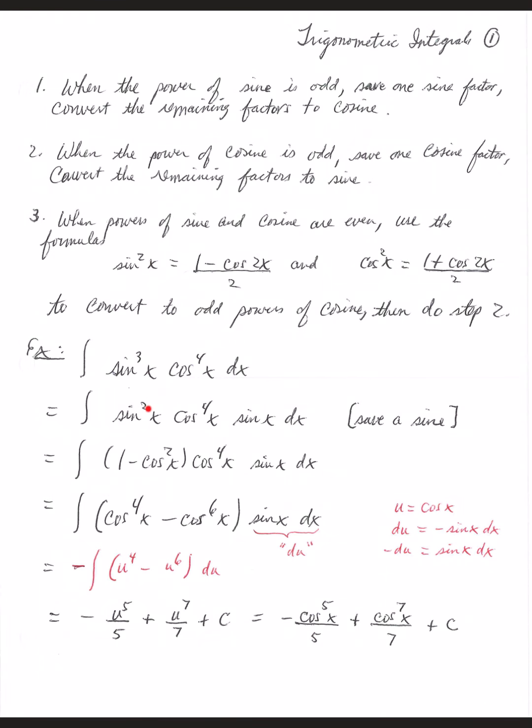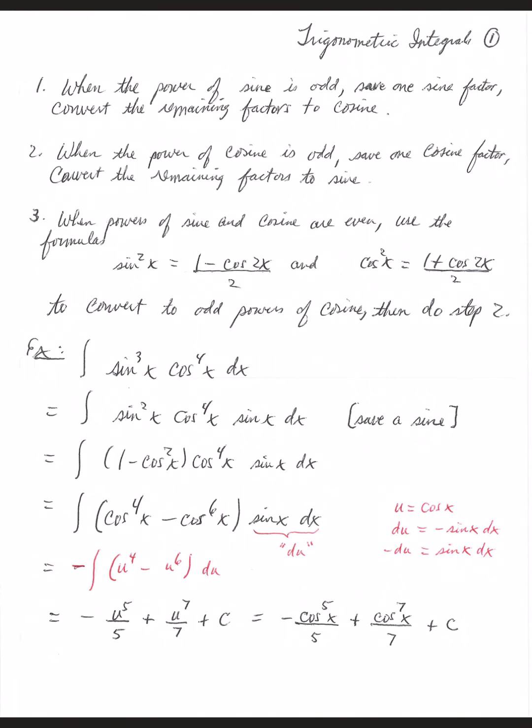Now, sine squared through the Pythagorean identities from your trig can be rewritten as 1 minus cosine squared x. If we let u, and this is after distributing, if we let u equal cosine x, its derivative is negative sine x. Isolating sine x dx, which was the outermost part, we get negative du. So negative du, cosine to the 4th x becomes u to the 4th, cosine to the 6th x becomes u to the 6th, because that was our substitution.